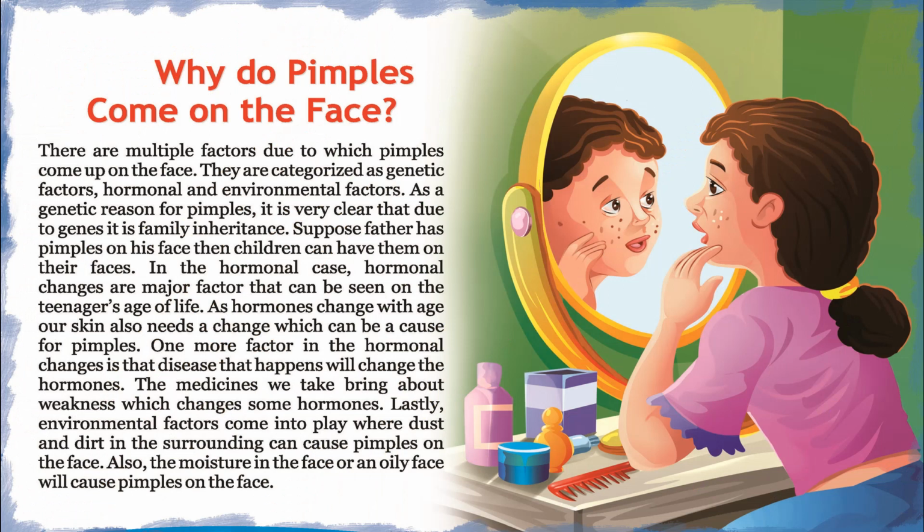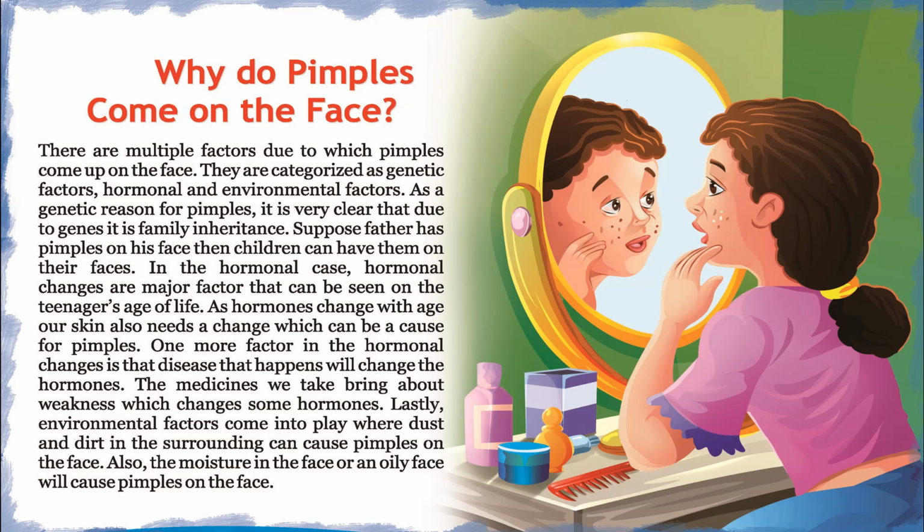Why do pimples come on the face? There are multiple factors due to which pimples come up on the face. They are categorized as genetic, hormonal and environmental factors. As a genetic reason for pimples, it is very clear that it is due to genes, a family inheritance. Suppose a father has pimples on his face, then children can have them on their faces too.